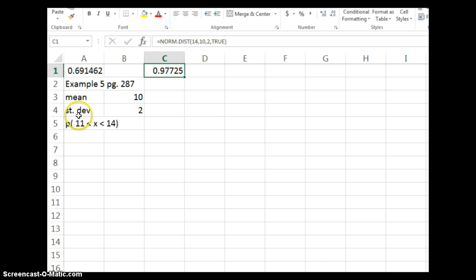So what's the probability that it's in between 11 and 14? Well, you just need to subtract those 2 numbers, C1 minus A1. You always find the probability in between by looking them both up and then subtracting. And that's the same number they get in the book on page 287. And let me just illustrate that.